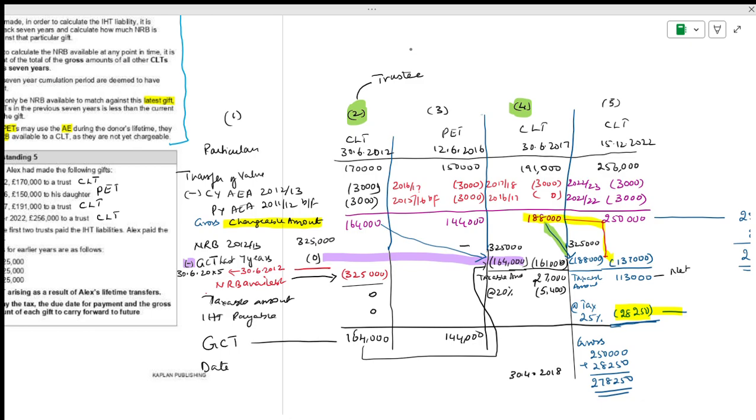Why will we not take it on 256? We will take it on the net. What is the net amount? The net taxable amount is 113. On this taxable amount, I will charge how much? Because the donor is paying, I will charge 25%.